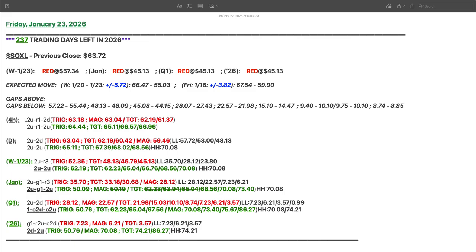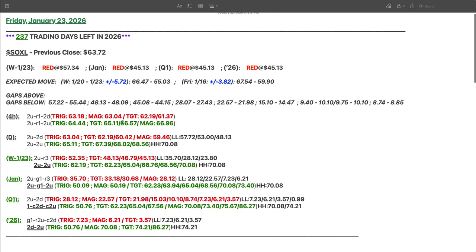Right now on the 4-hour chart, we talked about the 2-1-2 down, triggering at 63.18, but not really having much magnitude there. 63.04 is the magnitude of that move, so we've got 62.19 and 61.37 as extended targets. If we go to the upside, that gave us a lot more magnitude, triggering at 64.44, magnitude being 66.96. I accidentally put that in there. There we go. And the targets in between are going to be 65.11 and 66.57.